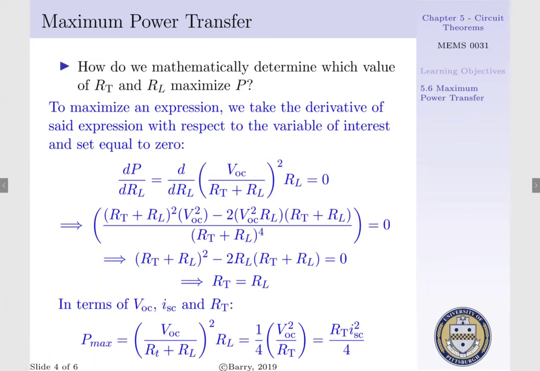Now, if we want to express our maximum power output in terms of our open circuit voltage, our short circuit current, and our Thevenin resistance, we'd have the following. If we go back to our original expression of our maximum power, which was expressed as our open circuit voltage per our Thevenin plus load resistance, quantity squared times our load resistance, and make the substitution for our Thevenin to be equal to RL, we would have our maximum power being 1/4 times the quantity of our open circuit voltage squared per our Thevenin resistance. Or substituting in terms of I, our maximum power transferred would be our Thevenin resistance times our short circuit current squared per 4.